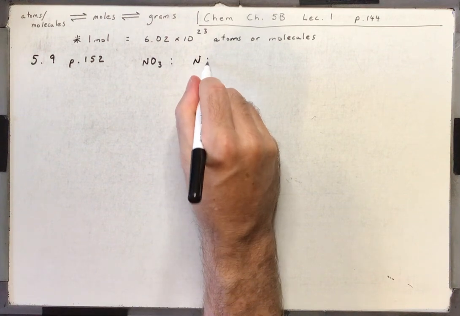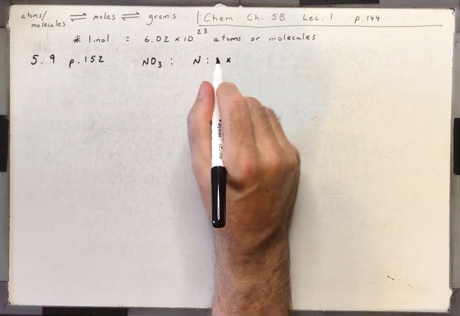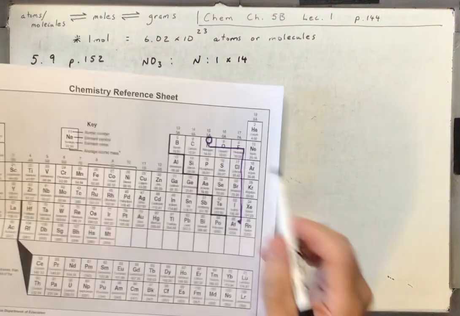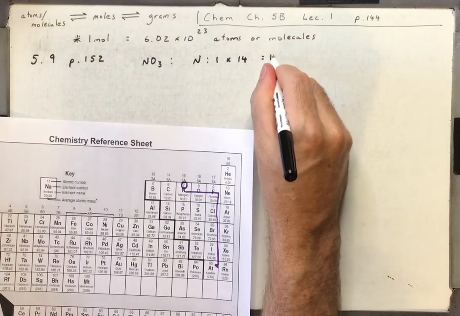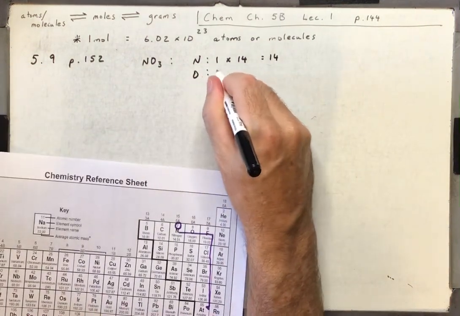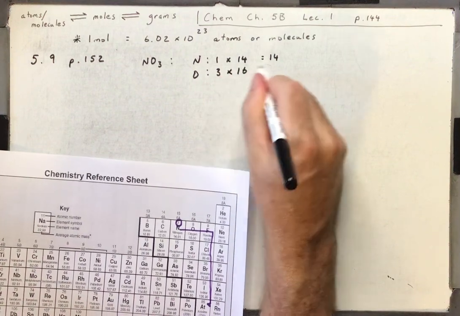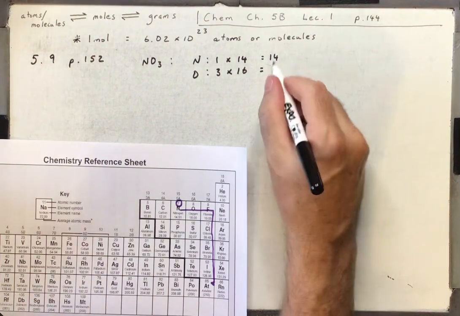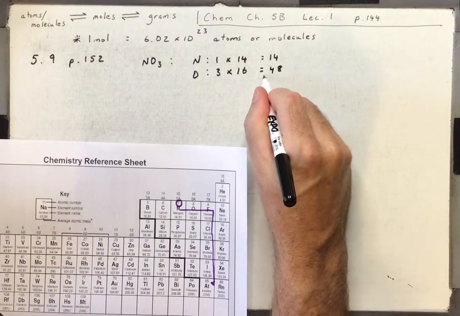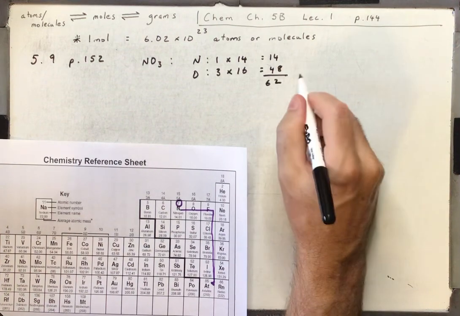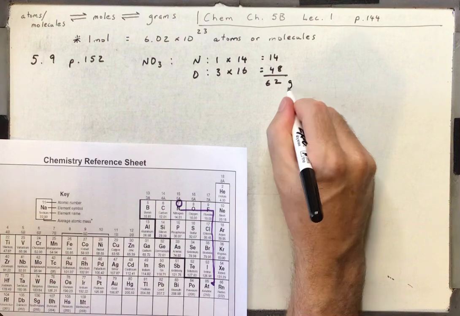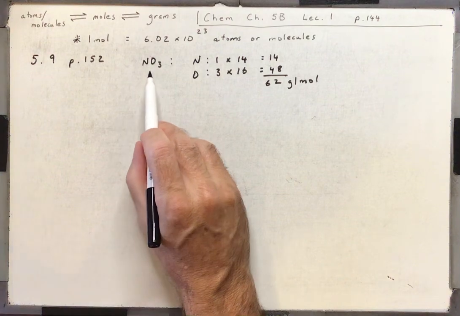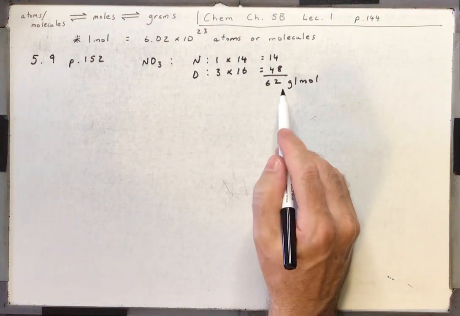So for nitrogen, there's 1 of them. Each nitrogen, if you look at the periodic table, is 14. So that's going to be 14. And then we have 3 oxygens. Each oxygen is 16. You probably have that memorized. You're going to use these so much that a lot of them you'll get memorized. So that would be 48. So that is 62 grams per mole. So 1 mole of the NO3 molecules weighs 62 grams.